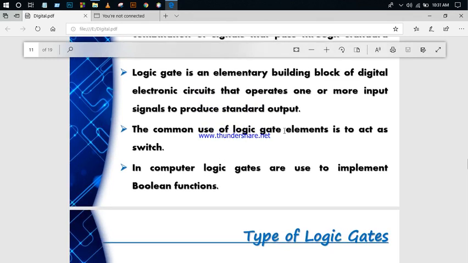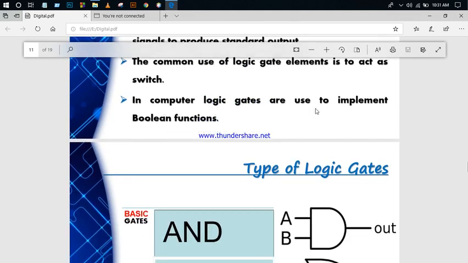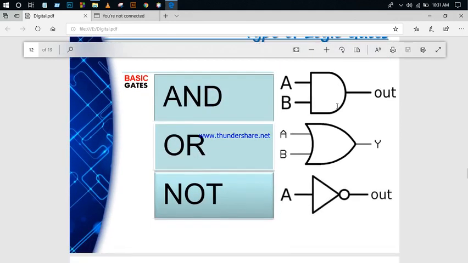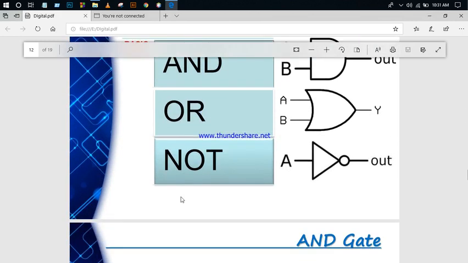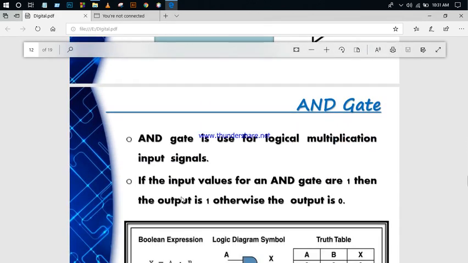The common use of logic gate elements is to act as a switch, meaning switch on or off. Switch on is 1, switch off is 0. In a computer, logic gates are used to implement Boolean functions. Types of logic gates: AND, OR, NOT. Three types of logic gates. Other types are NAND, NOR, and XNOR.